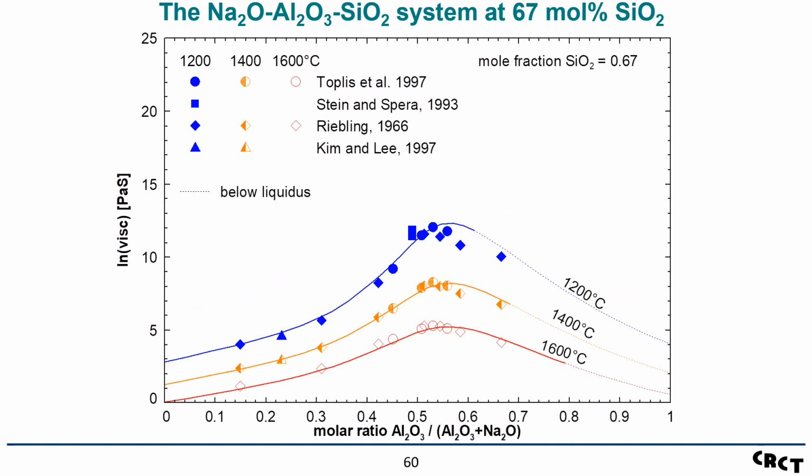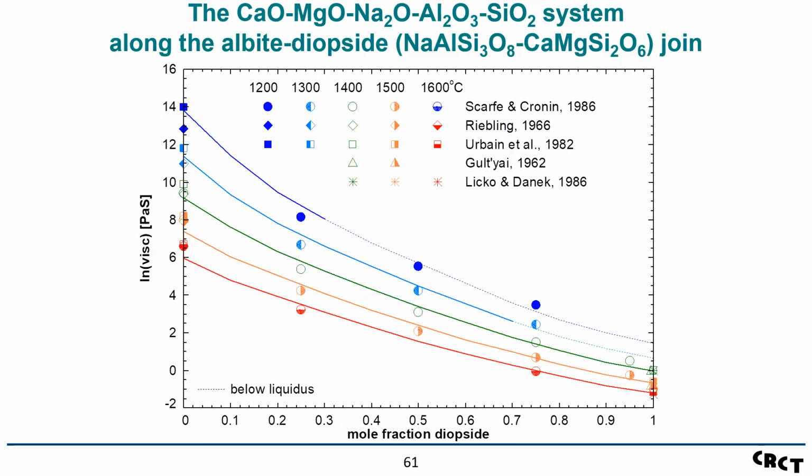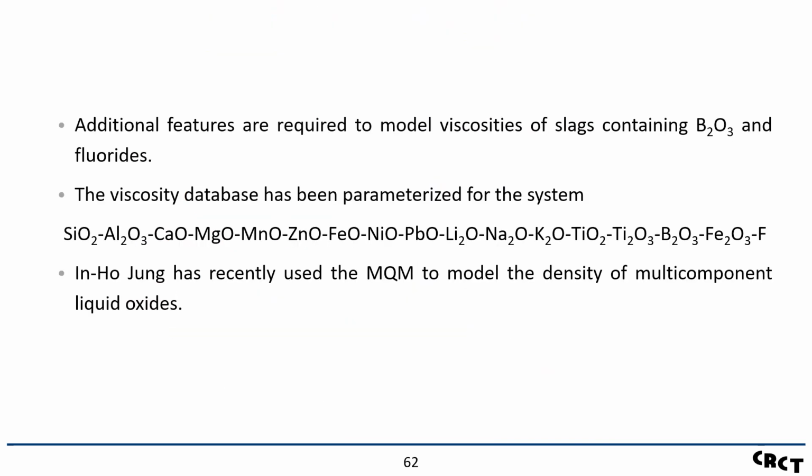Here is along the same system at 67 mole percent silica with the same parameter, very nicely fitting the data. Here is a 5-component system chosen because there's experimental data available. No additional parameters, just the binary, and for the alumina, the ternary parameters, experimental versus calculated. Additional features are required to model viscosities when you're adding boron and fluorides. The viscosity database has been parameterized for this multi-component system, and we find it fits all the experimental data that we could find in the literature.